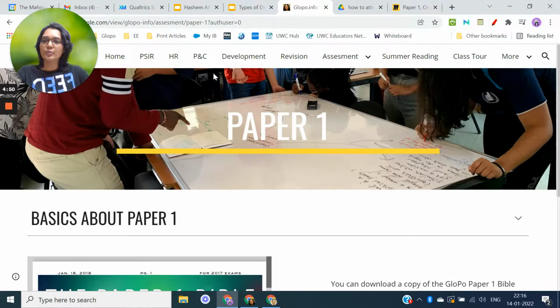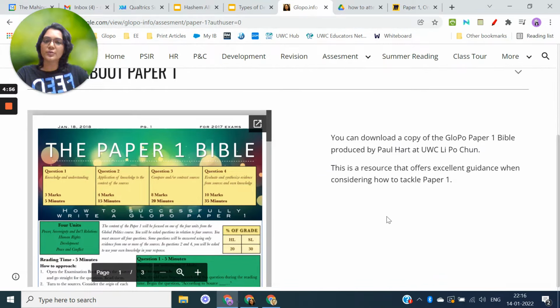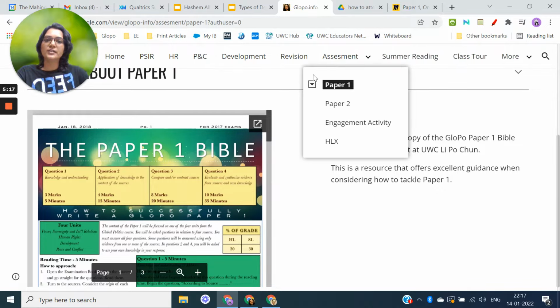Once you open glopo.info, you will reach over here, and here I have used material from UWC Li Po Chun. This is very famous, circulating online, about questions 1, 2, 3, 4. But this is the same as what I have already described on the whiteboard tool. So this is about the basics of HL, SL, and how to attempt. How to attempt, we would be covering in detail through this.